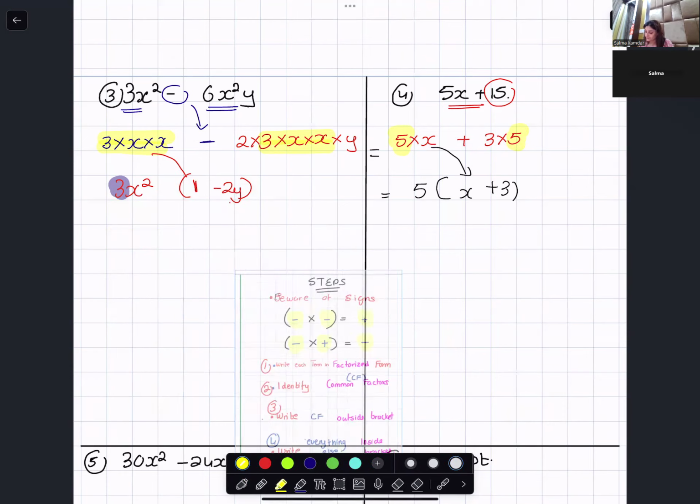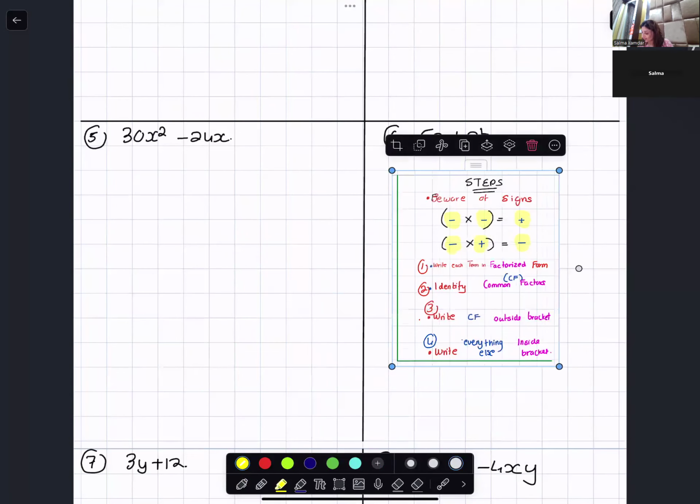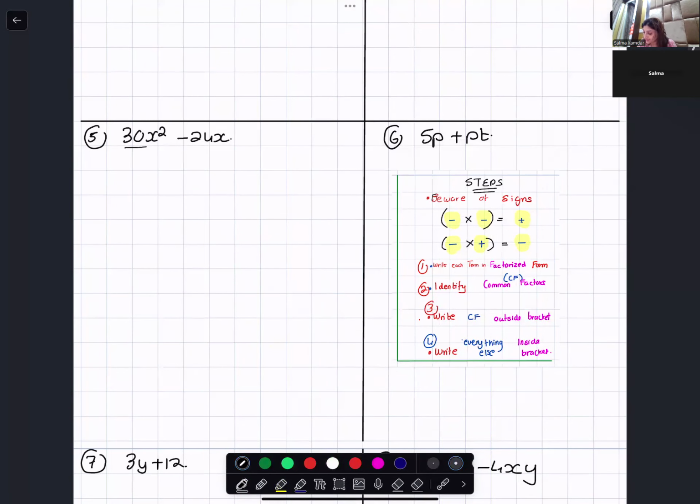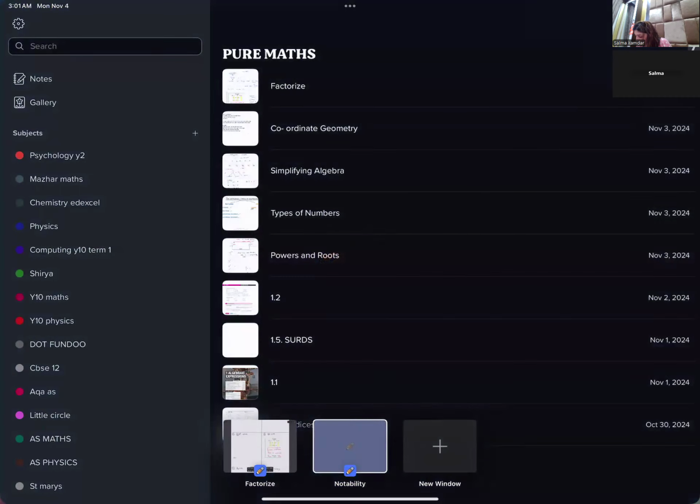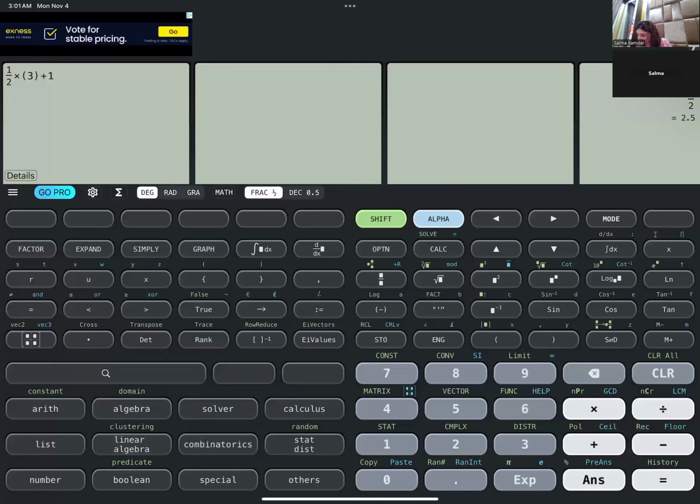Let's do the next sum. Factorize 30. So I will try to find the factors of 30. What are the factors of 30? We will see.